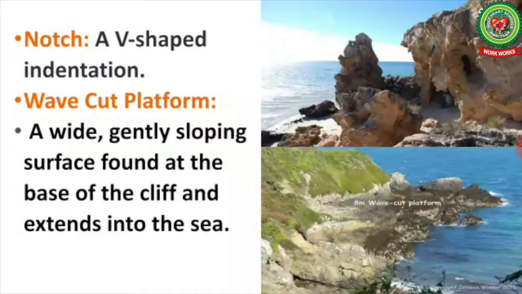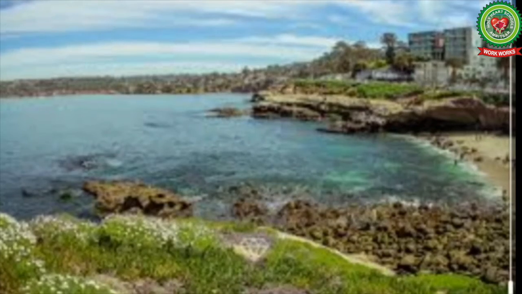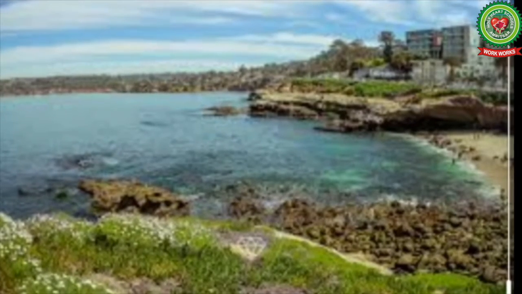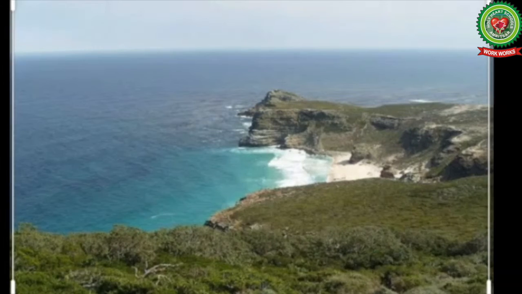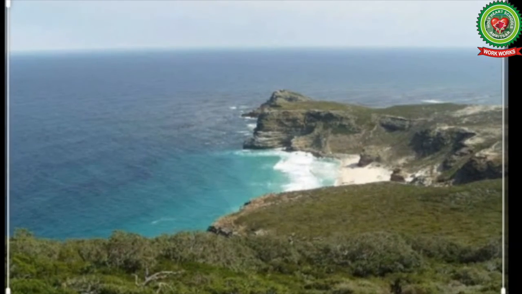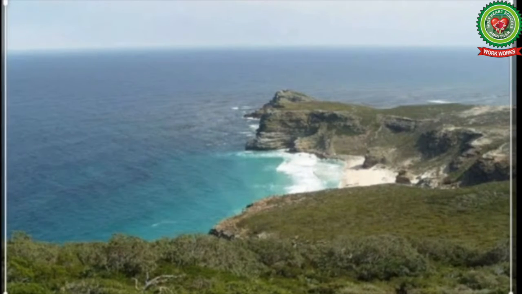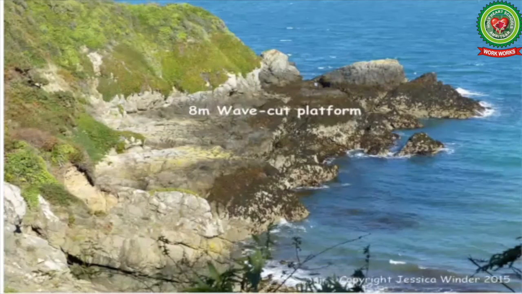Notch, a V-shaped indentation is called a notch. We can see in this given diagram that here the coastline is V-shaped, so it is a notch. Wave cut platform, a wide, gently sloping surface found at the base of the cliff and extends into the sea.